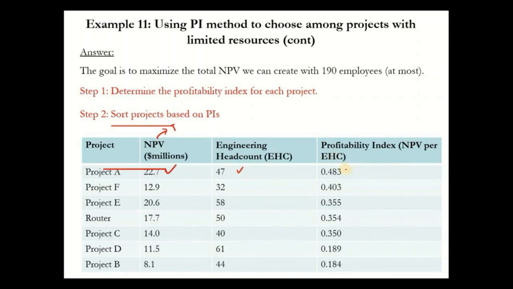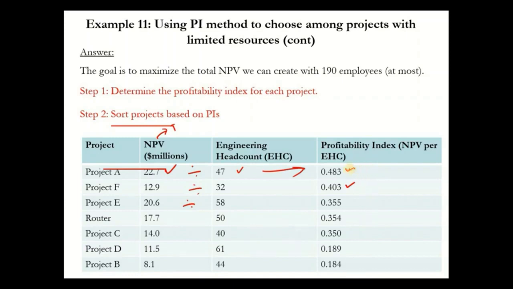So every individual is contributing 0.483 of the net income. Here every individual is contributing 0.403 of the net income. So what are we doing? We are dividing NPV by head count, and we get this answer. We will calculate all that and sort it down.